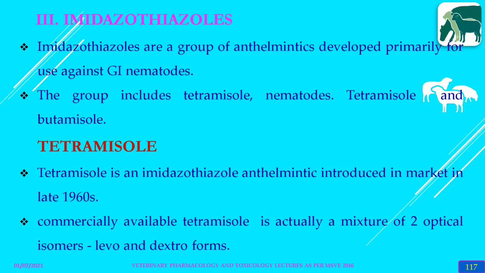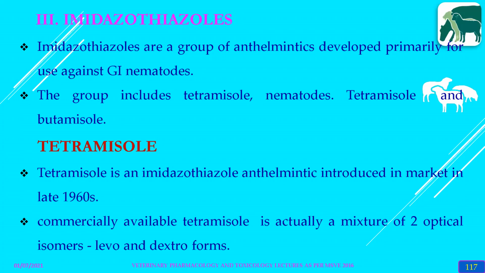The third group is the imidazoles. They were developed primarily for GI nematodes, especially in cattle. The examples are tetramisole, levamisole, butamisole, etc. Coming to the first agent, tetramisole: it is an imidazole anthelmintic introduced into the market in the early 1960s. Now it is a mixture of two optical isomers, levo and dextrorotatory forms.